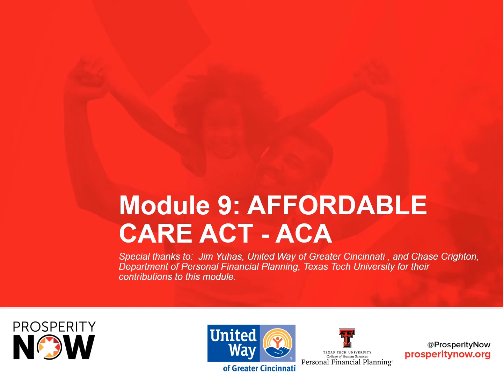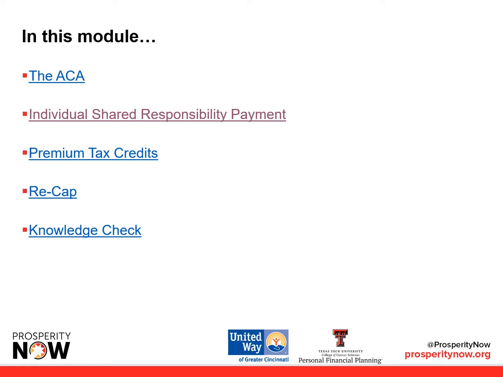Welcome to Module 9, Affordable Care Act. This module is broken up into 5 sections: the ACA, Individual Shared Responsibility Payment, Premium Tax Credits. We'll end with a recap and then a knowledge check.